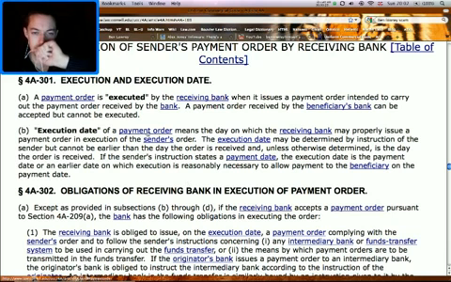A payment order is executed by the receiving bank when it issues a payment order intended to carry out the payment order. A payment order received by the beneficiary bank can be accepted but cannot be executed. I don't understand that.